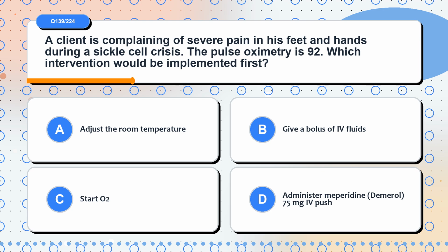The pulse oximetry is 92. Which intervention would be implemented first? Here are the options. Option A, adjust the room temperature. Option B, give a bolus of IV fluids. Option C, start O2. Option D, administer meperidine Demerol 75 mg IV push.